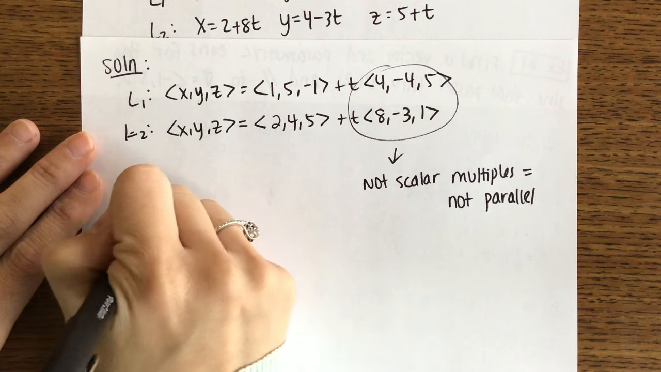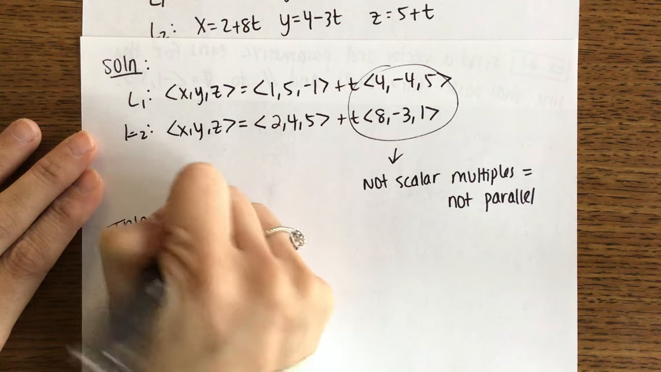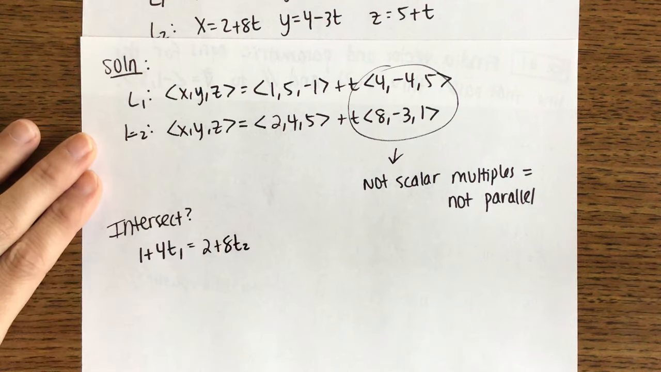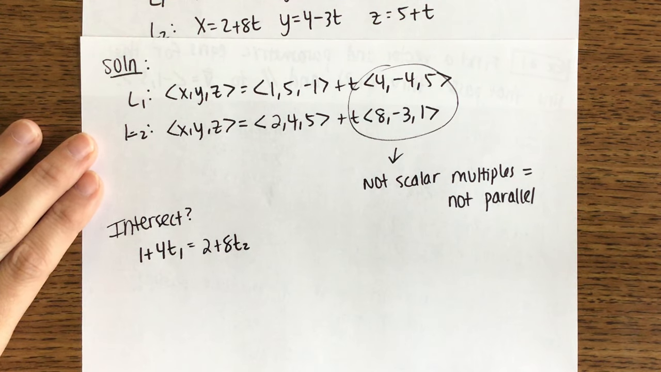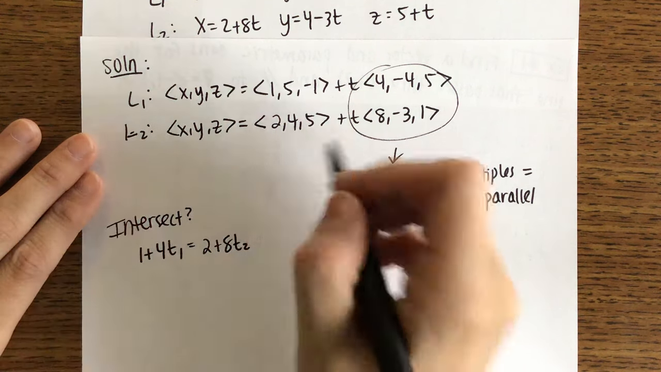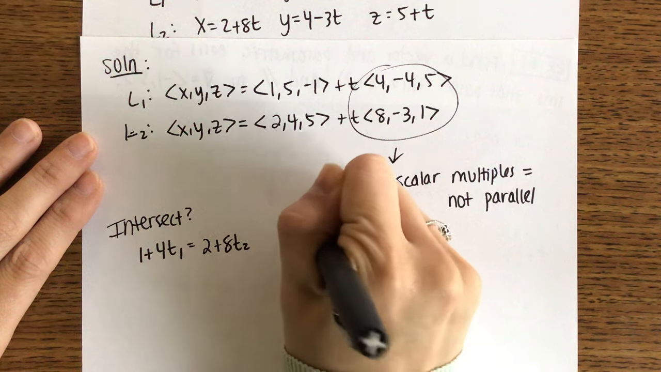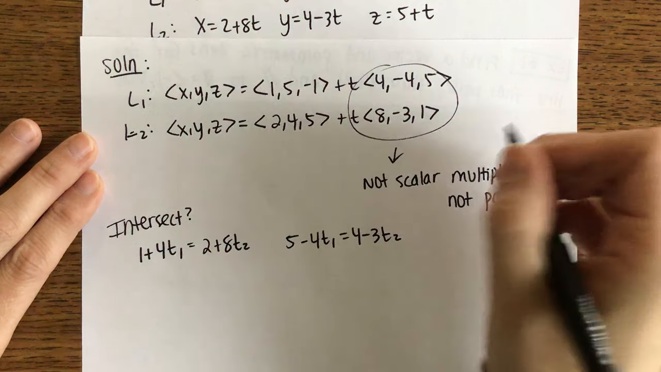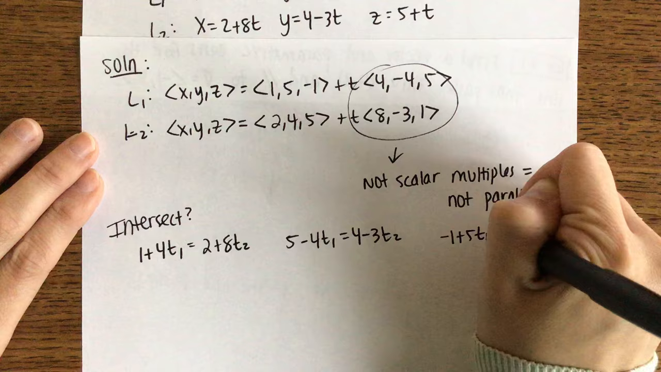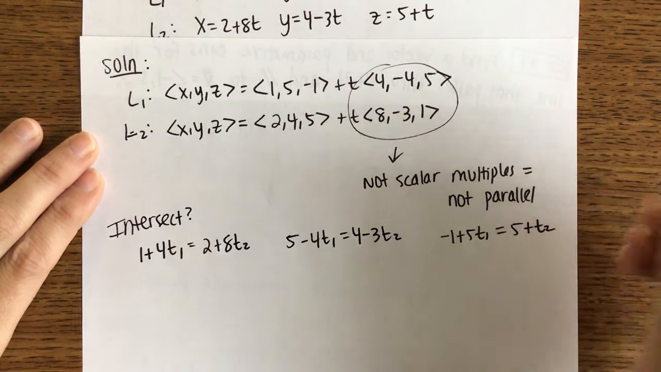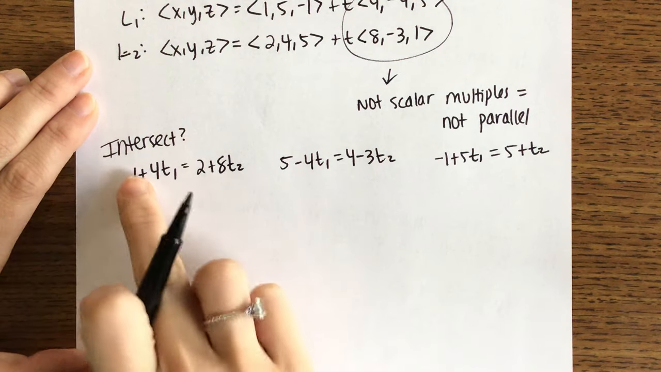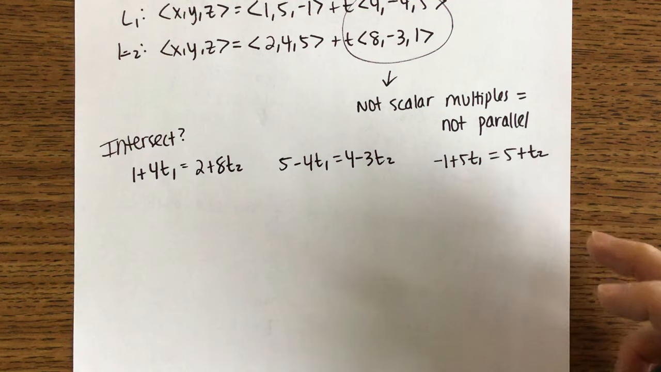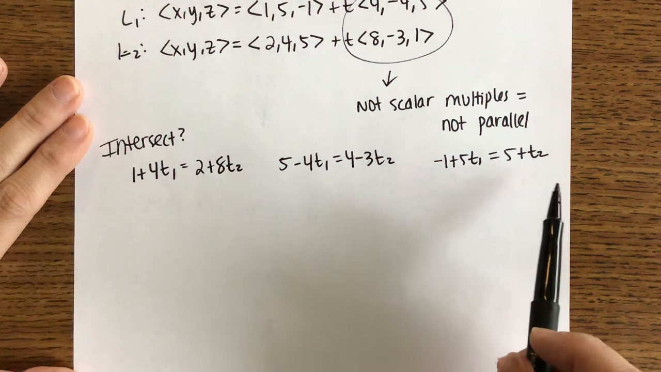If we look at the x's, we get 1 plus 4t1 is equal to 2 plus 8t2. So this is line 1, line 2. And then for y, we have 5 minus 4t1 equals 4 minus 3t2. And then z, negative 1 plus 5t1 equals 5 plus t2. So this is always line 1, line 2, line 1, line 2, line 1, line 2. Does this make sense why we have to use t1 and t2?